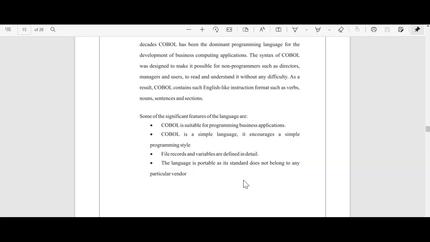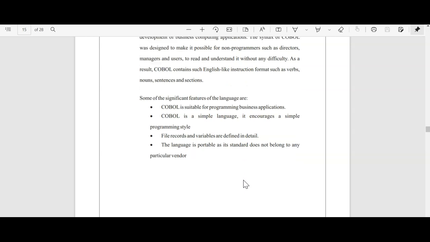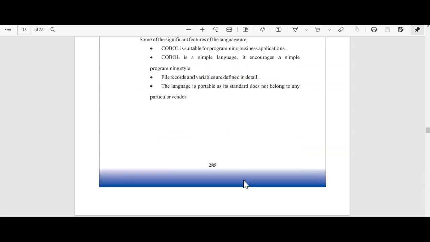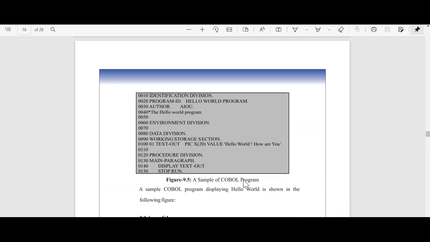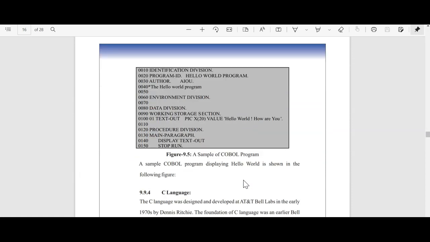It is a simple language. It encourages a simple programming style. It was meant for file records, and variables are defined in detail. The language is portable; its standard does not belong to any particular vendor. So this is a sample program of COBOL, printing hello world, how are you.